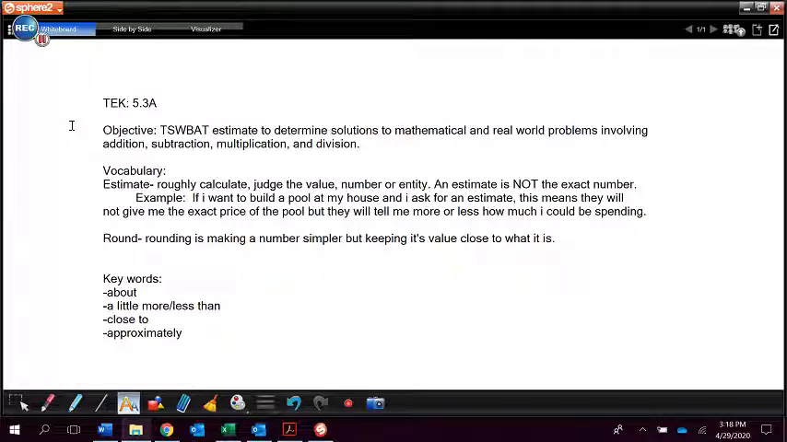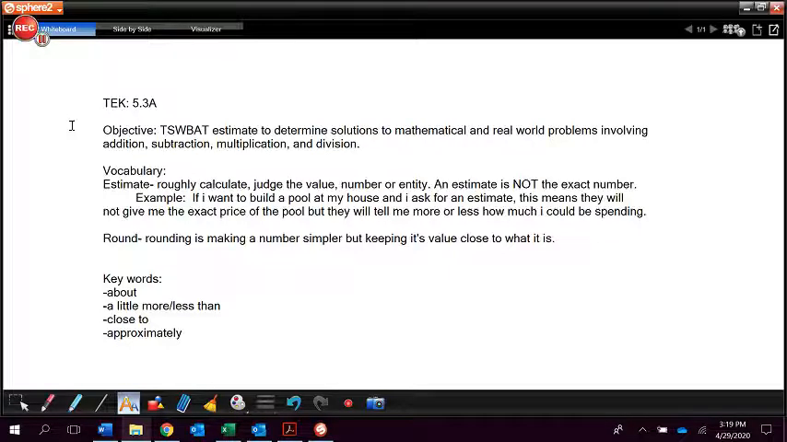Then we have the word round. Rounding is making a number simpler, but keeping its value close to what it is. A quick example, rounding also depends on how we want you to round, but let's just say I'm going to give you a number, 82. And you want to round it to the nearest tens, then 82 to the nearest tens is going to be 80.